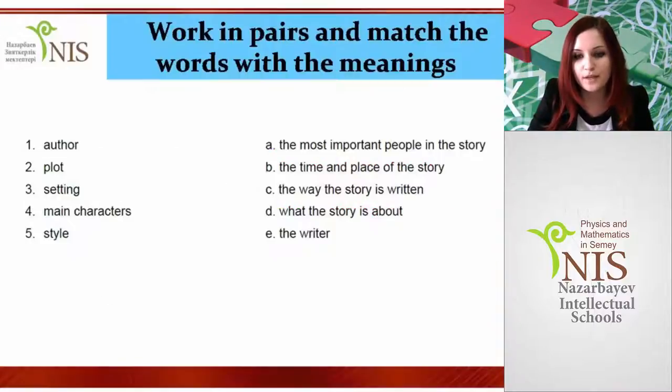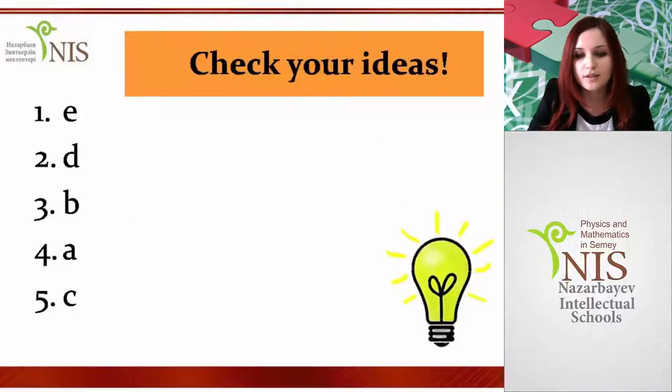Okay, thank you. Now, here you can see the words: the author, plot, setting, main characters, and the style. Your task will be to work in pairs and match the words with their meanings. You have just to choose and to match it. One minute to do it, because these words are known to you. Okay, let's check your ideas. Number one, D. The second one, E. Number three, this is B. Four, A. And five, this is C. Great job.